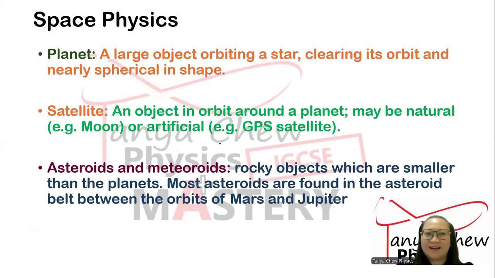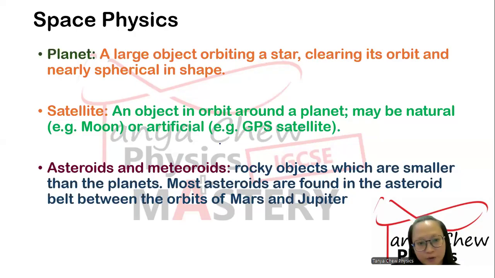Okay, now let us move on to the last topic here, space physics, right? It is newly introduced in 2023. So planet, it is just like general knowledge. It is a large object orbiting a star, clearing its orbit and nearly spherical in shape. So when we do calculation of the orbit of the planet, we always assume it to be a circular orbit, right? To simplify our calculation.